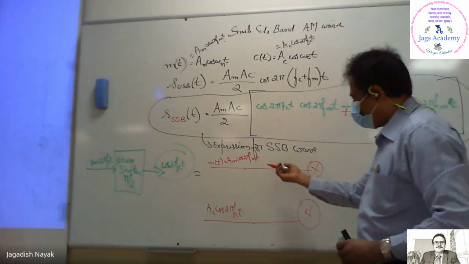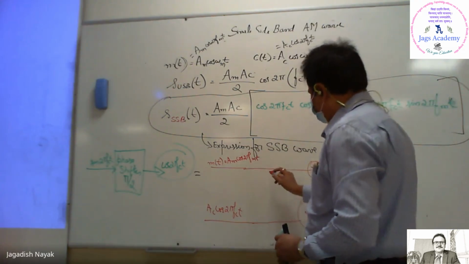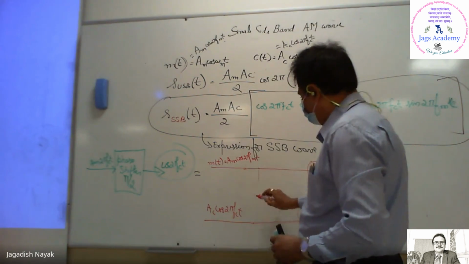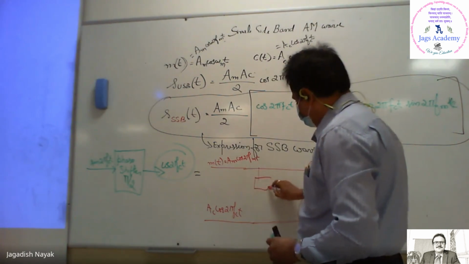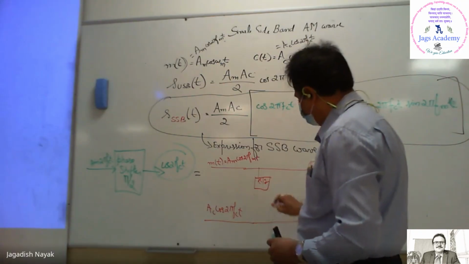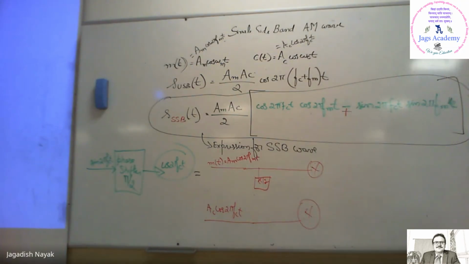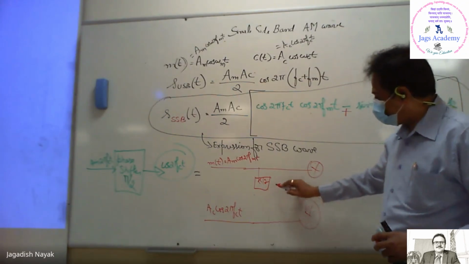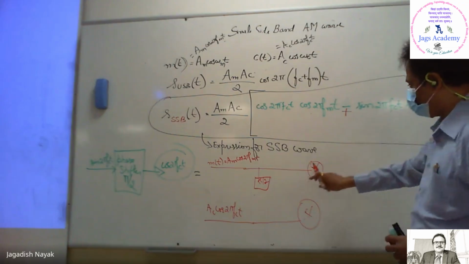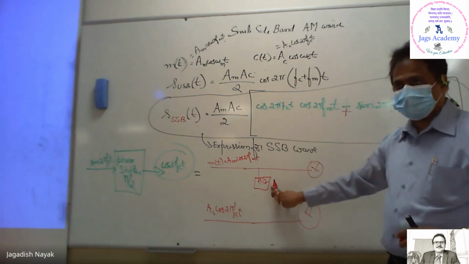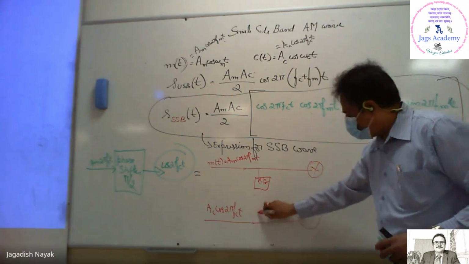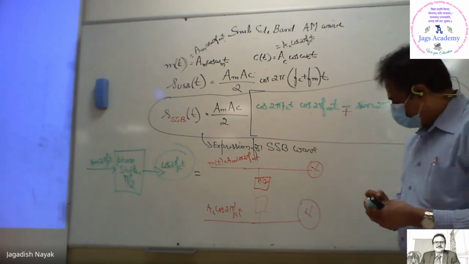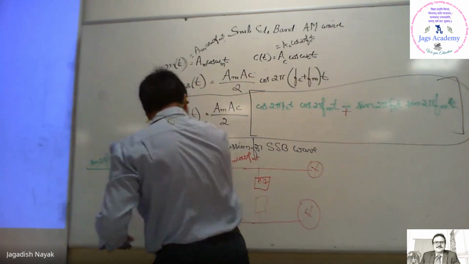Multiplier. Now see here. Now you have to generate one. Put a pi by 2 phase shifter here. Now this cos 2 pi fct, what you get here is sin 2 pi fct, right? And if you put a phase shifter here, what will you get here? Sin 2 pi fct, right? Okay. Now properly place this.